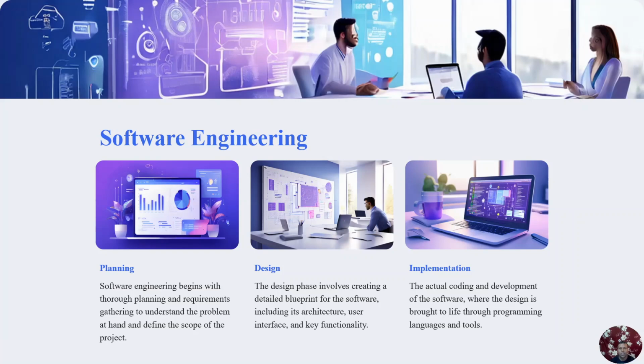Now let's see software engineering. Planning. Software engineering begins with thorough planning and requirement gathering to understand the problem at hand and define the scope of the project. Design. The design phase involves creating a detailed blueprint for the software, including its architecture, user interface, and key functionality. Implementation. Actual coding and development of the software, where the design is brought to life through programming languages and tools.